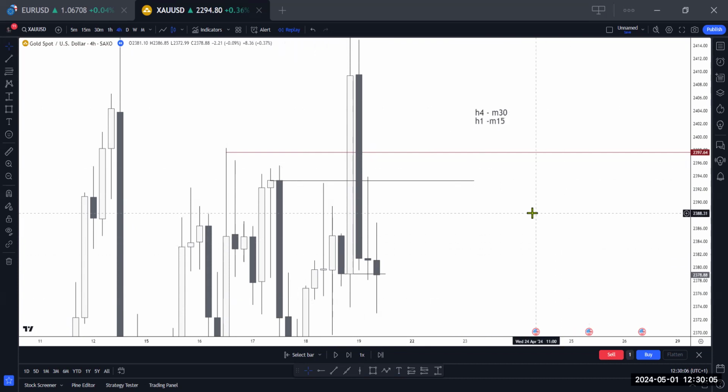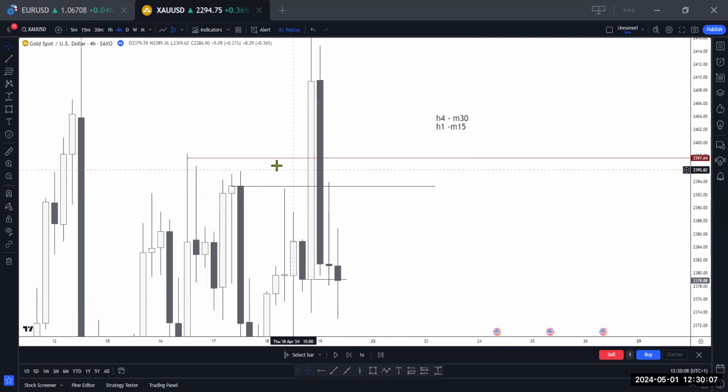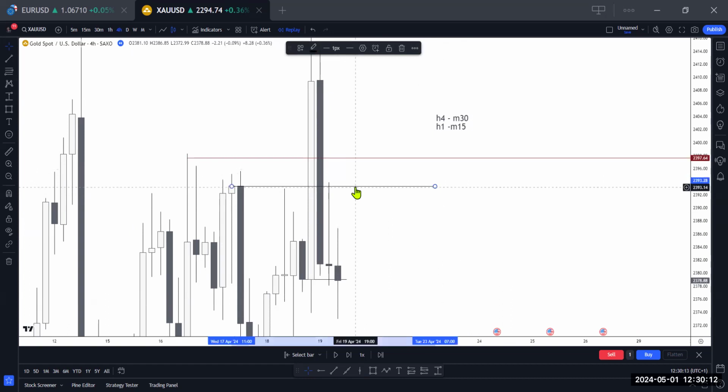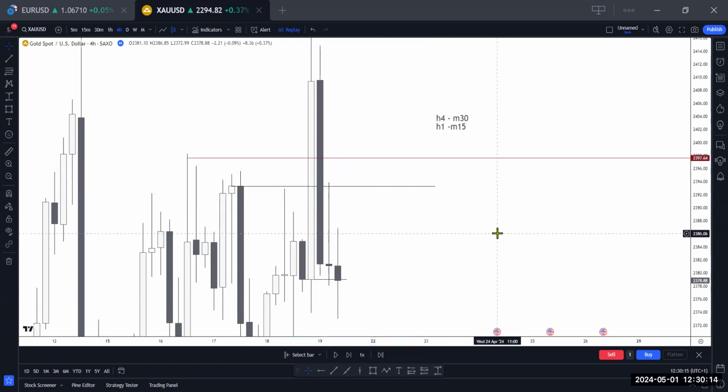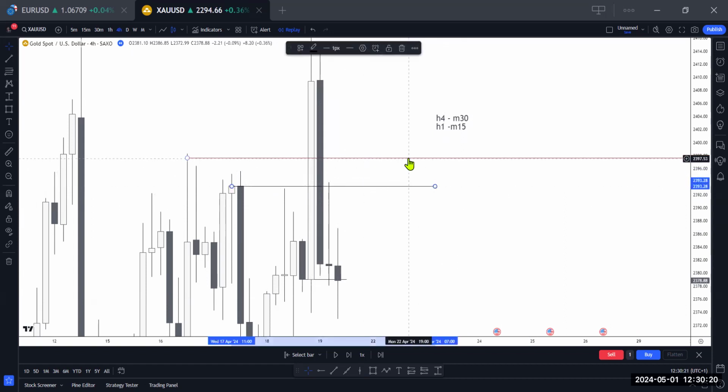Am I making sense, guys? This SNR level, is it a support or a resistance SNR level? Right now, what am I expecting? Am I expecting to sell from this level, or to buy? Very good. Resistance, very brilliant. So it means that when I go to M30, M15, I'm looking for an engulfing sell.